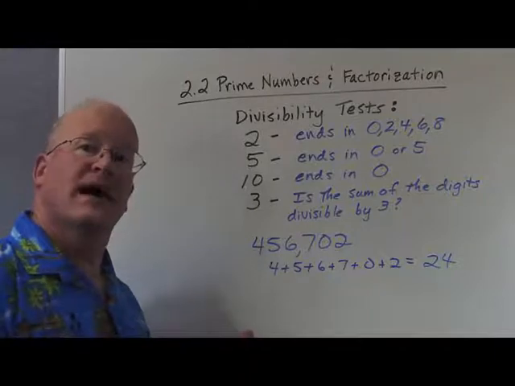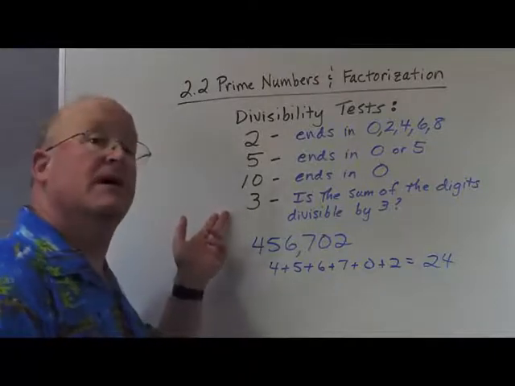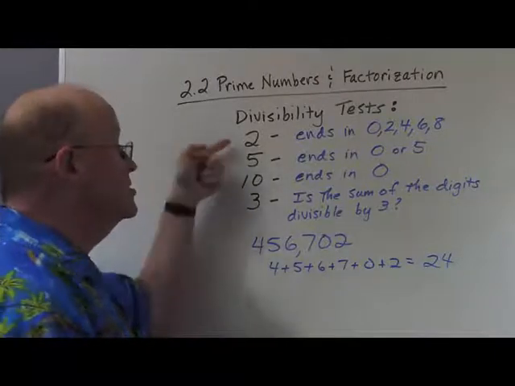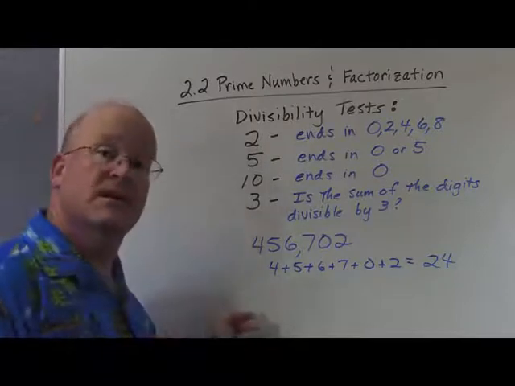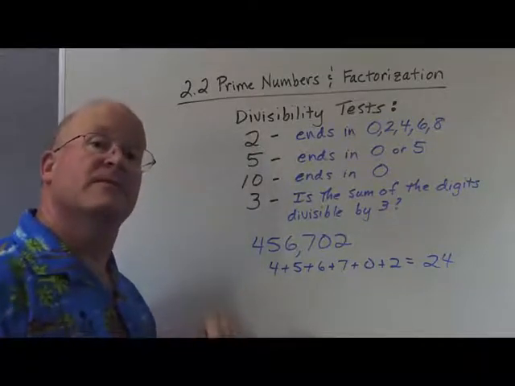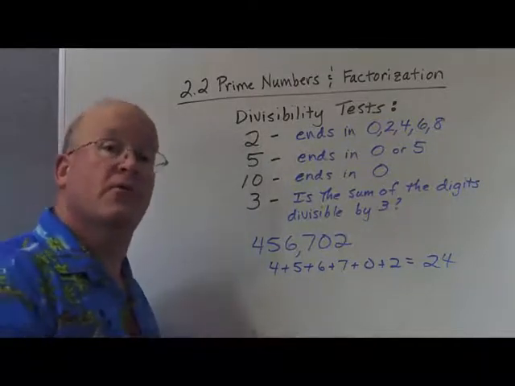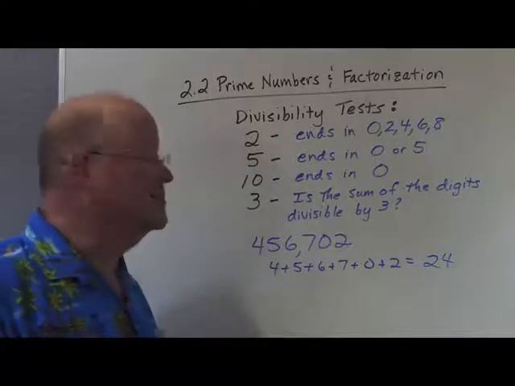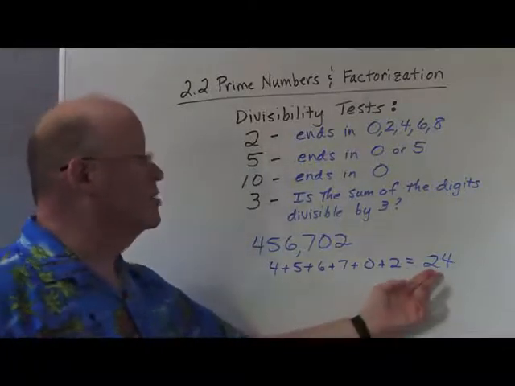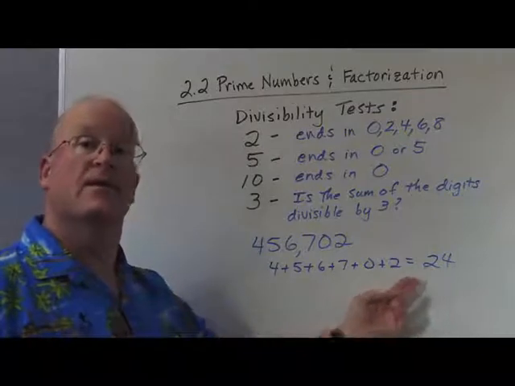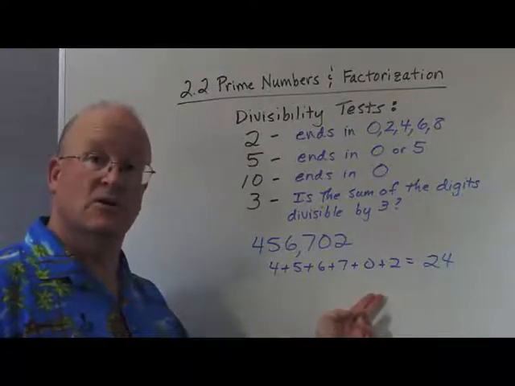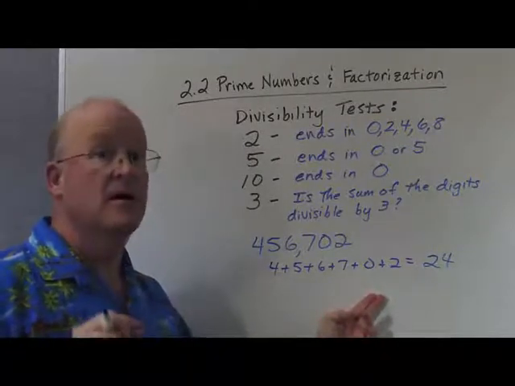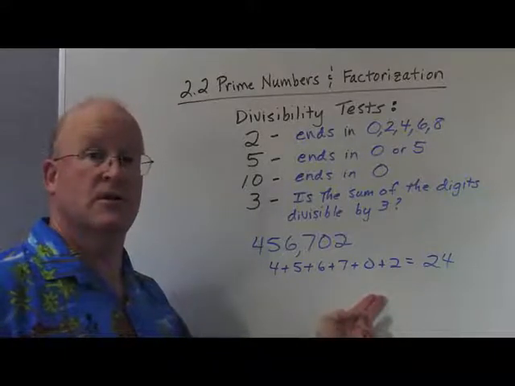Now, if you want to ask whether a number is divisible by 6, since 2 times 3 is equal to 6, if a number is divisible by both 2 and 3, then it is also divisible by 6. This one was divisible by 2 and by 3. That means 6 goes into this large number. It doesn't tell us how many times, but 6 will go into this large number.